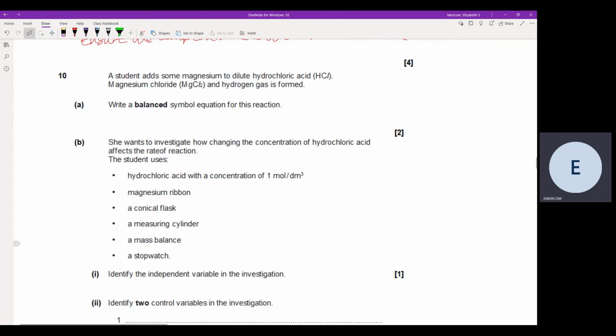Question 10. It says, a student adds some magnesium to dilute hydrochloric acid, HCl, magnesium chloride, MgCl2, and hydrogen gas are formed. Write a balanced symbol equation for this reaction. So again, I'm going to highlight products in green and reactants in yellow.